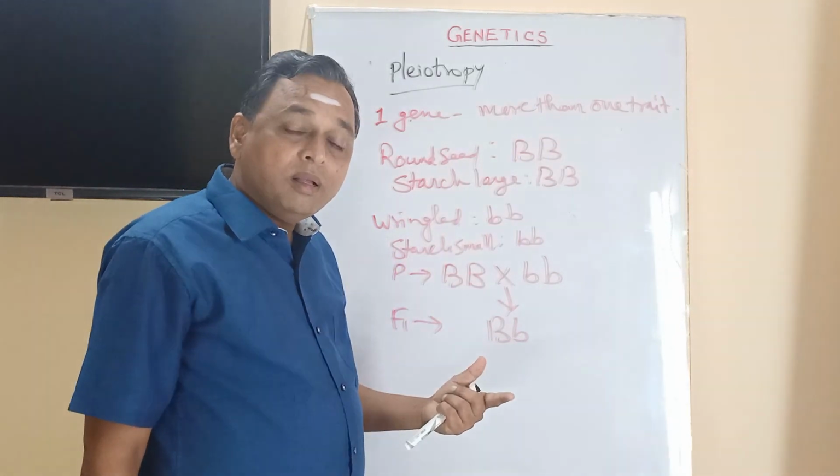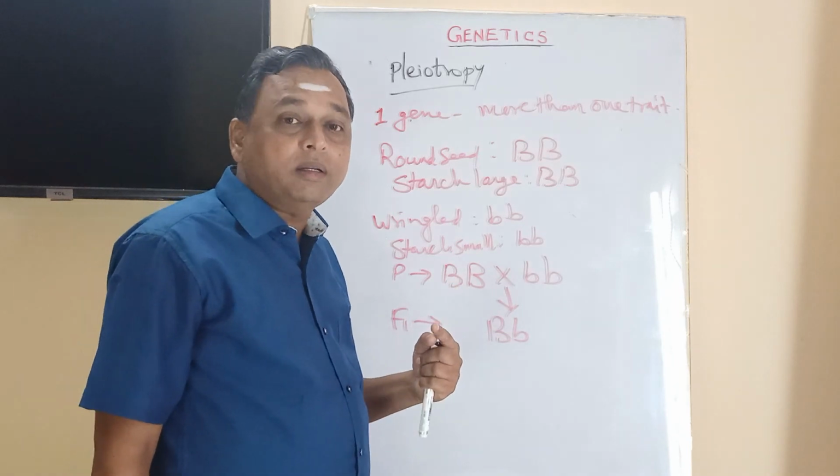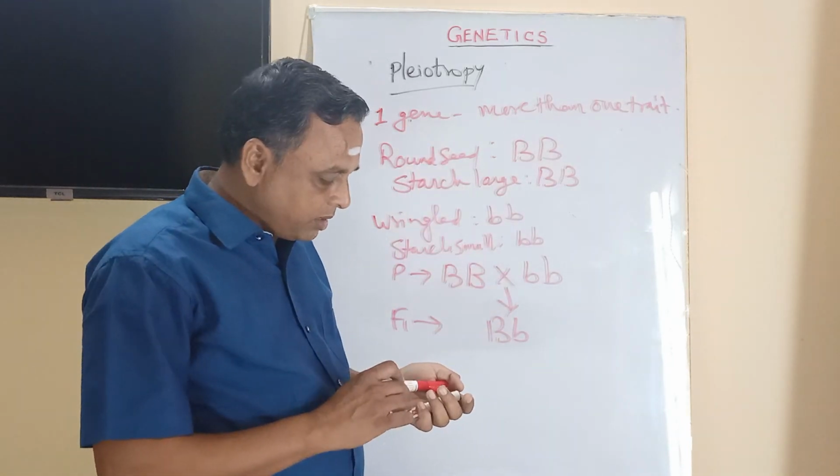Polygenic, many genes meant for one trait. Just opposite. Remember, that is pleiotropy.